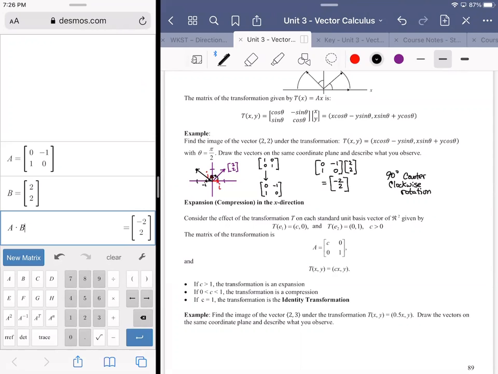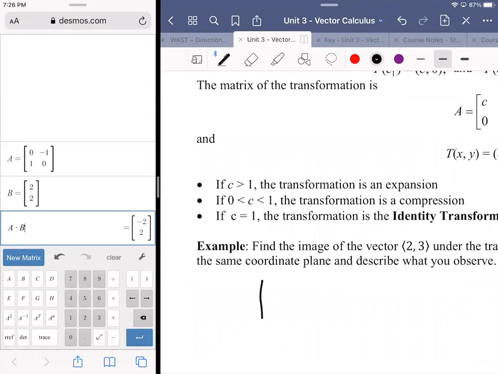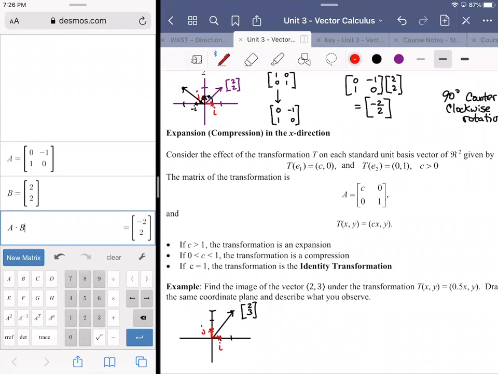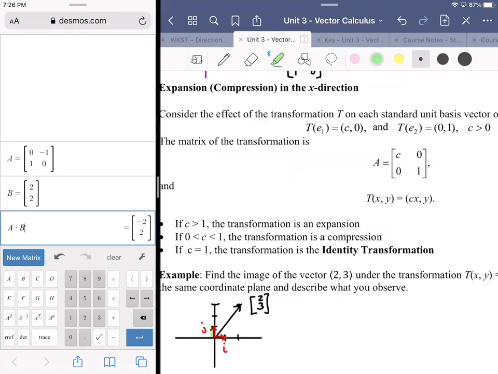All right, so draw the vector. So 2, 3. Here's 2, 3. We look at our unit vectors in the direction of x, so the I, and in the direction of y, so the j, and we look at our relationship here. So we got a 0.5x versus a y. It tells me that the y is staying put, so this one's not changing. But the x is going to be half of itself. All right? So whatever x is, chop it in half, that's what my transformed x is going to be.